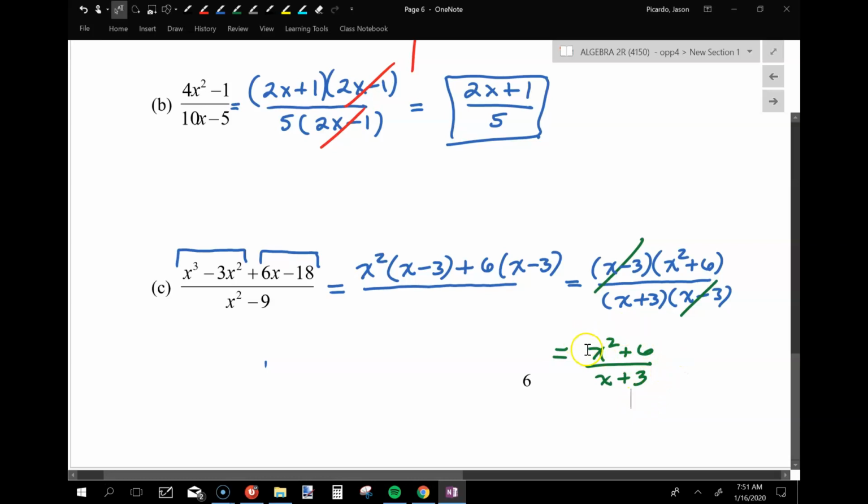So you're going to look at the top and ask yourself, how many terms? 2. How many terms in the bottom? 2. Can I factor the top? Mo says yes. What would you factor the top into? There's only 2 terms, right? It's not a trinomial. So there's nothing I can do. Can I factor the bottom? I'm done.